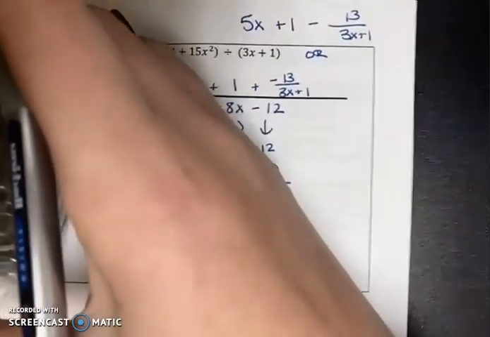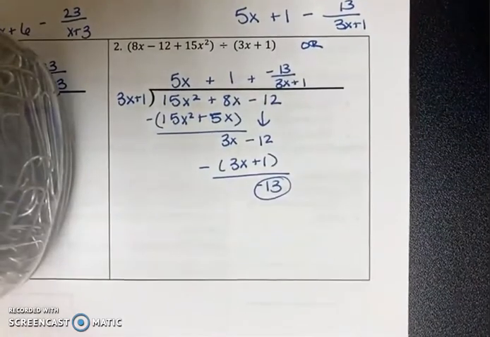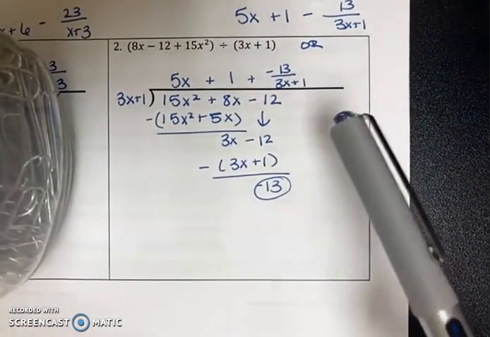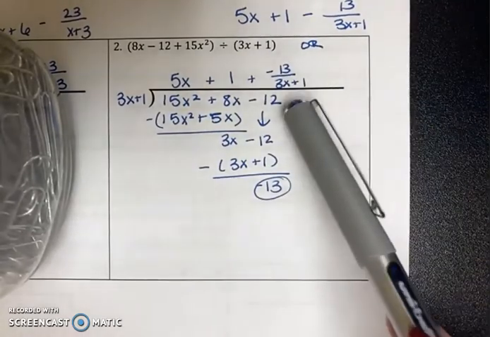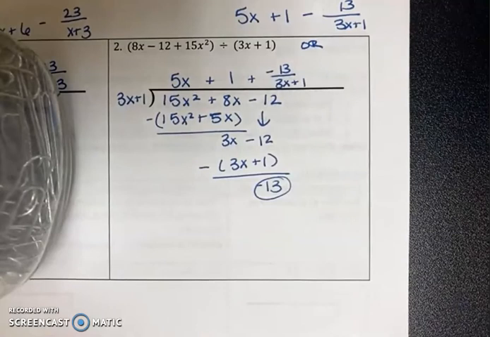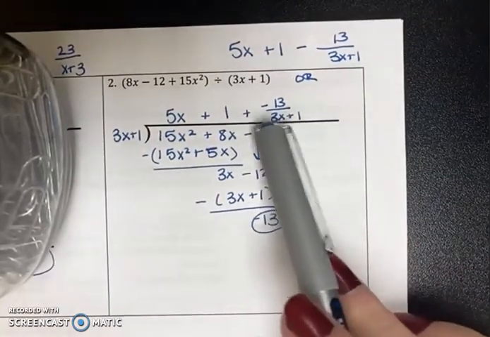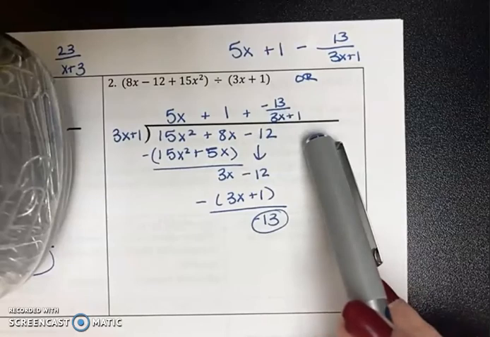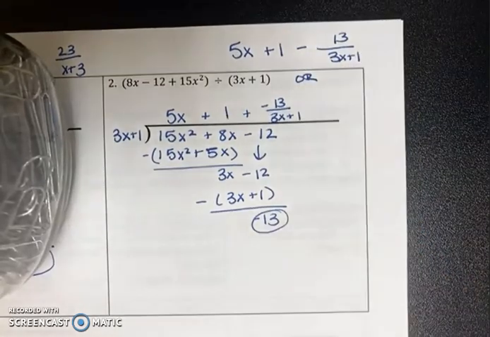And then number 2, once again, feel free to pause the video and check your work. Otherwise, I'm just going to mention that it was not written in standard form for the dividend, so that's the first thing that I did. And then I ended up with a negative remainder. So once again, you could write it as plus negative 13 over 3x plus 1, or it becomes a subtraction, so minus 13 over 3x plus 1.